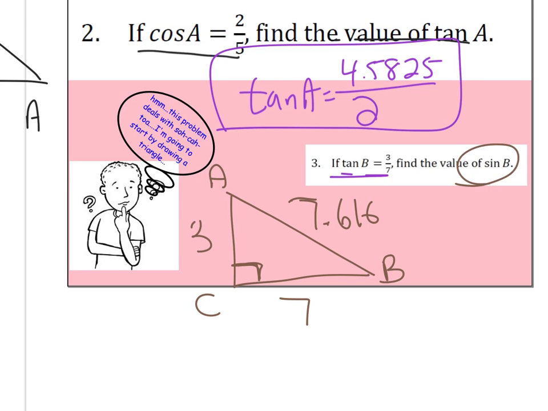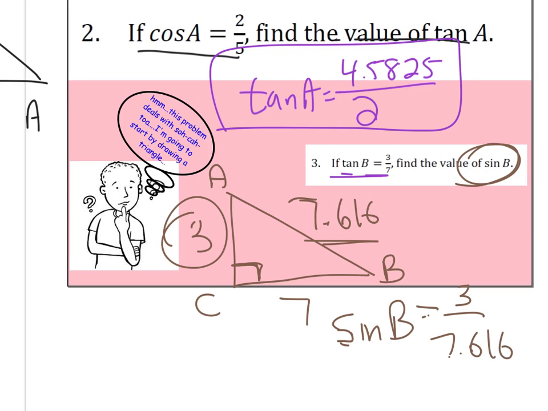So figure out the sine of B. The sine of B then is just going to be opposite over hypotenuse. So that's going to be 3 over 7.616. There's my answer.